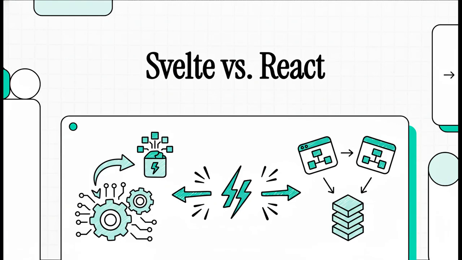If you're building for the web today, you've got a big choice to make: React or Svelte. But this isn't just about picking a tool. It's really about picking a philosophy. And that choice has some massive implications for how you build. So let's break down what makes these two so fundamentally different.